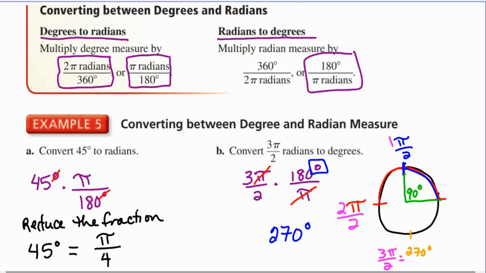Okay, so hopefully that helps you understand radians and degrees, how they both measure the same thing, just in a different way. And hopefully you've been able to glean something about the length of arcs.